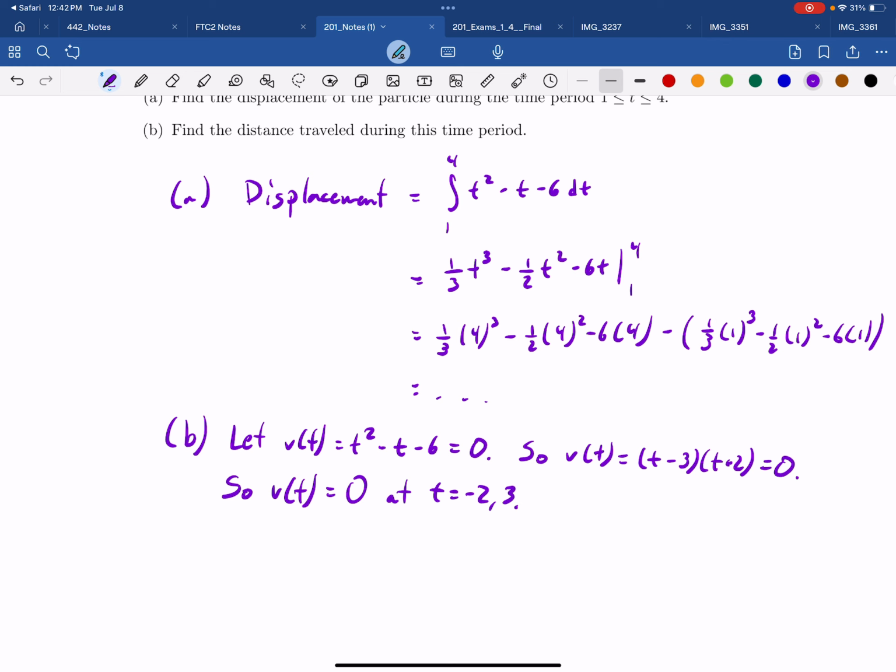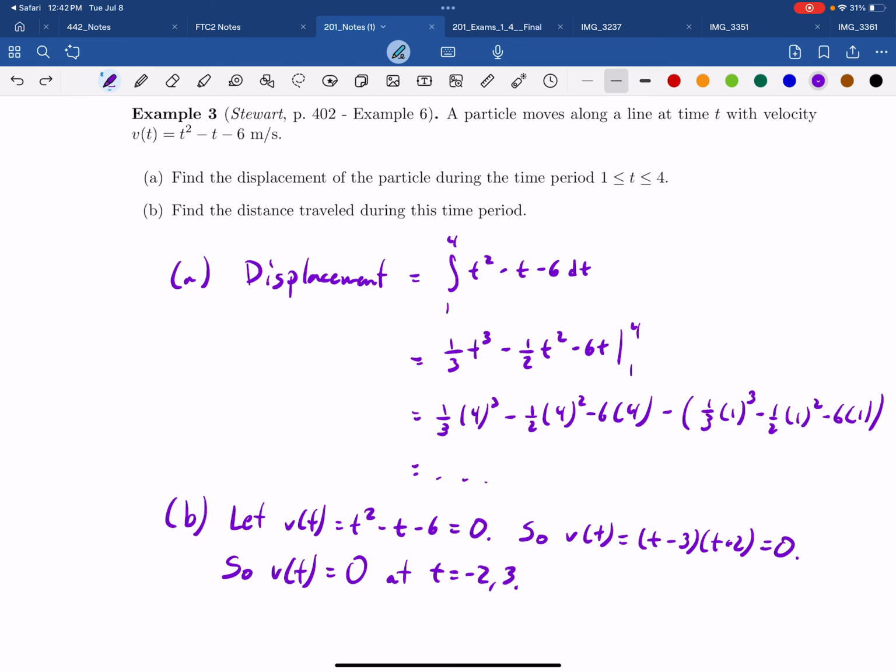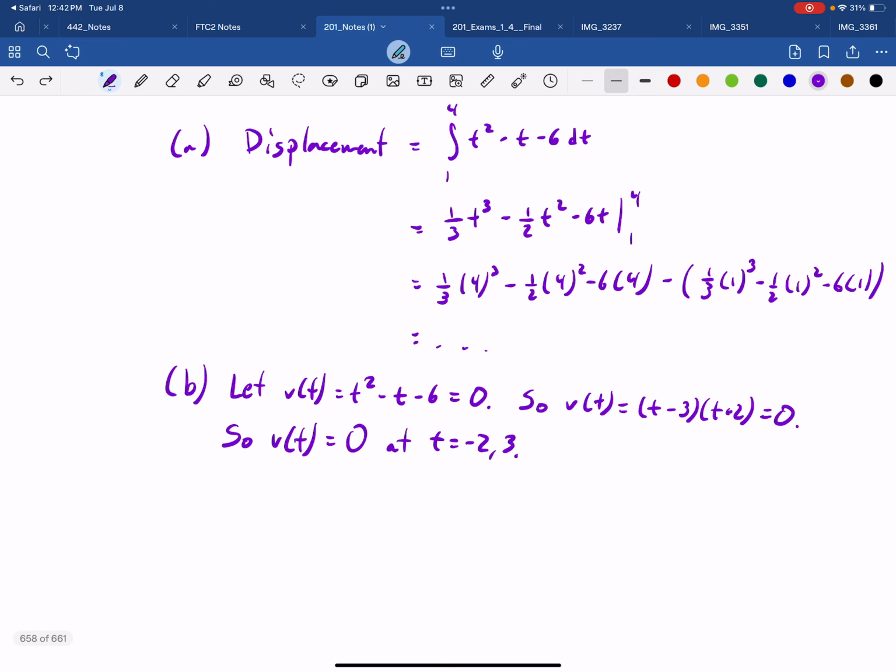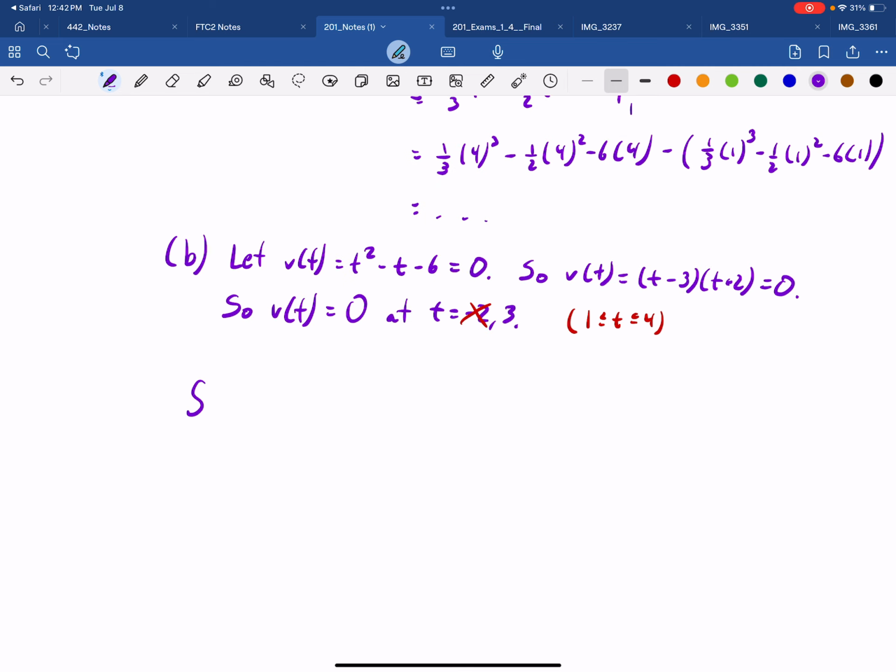Now, if you notice, we're integrating from 1 to 4, right? t is between 1 and 4. So you don't need to worry about -2 because it's not in our interval. That's why we are Xing that out. And so we just worry about 3. So what we're going to find is that distance equals the integral from 1 to 4 of the absolute value of v of t.